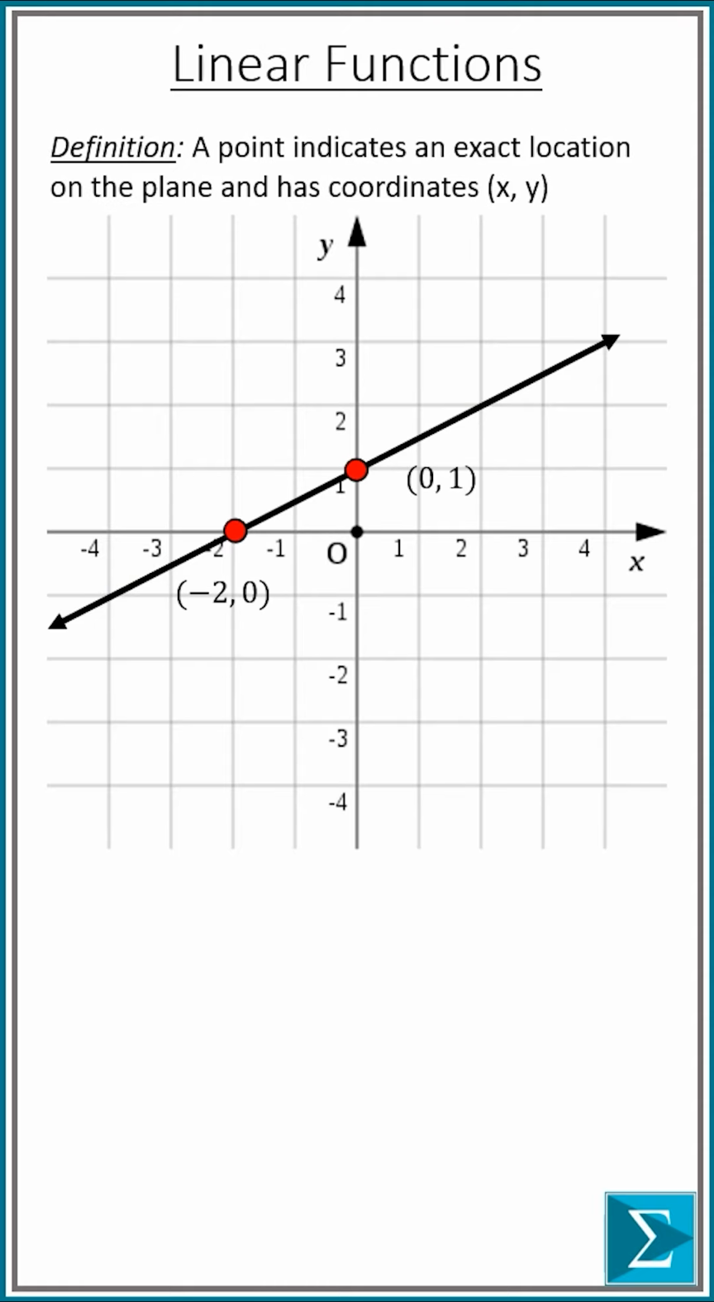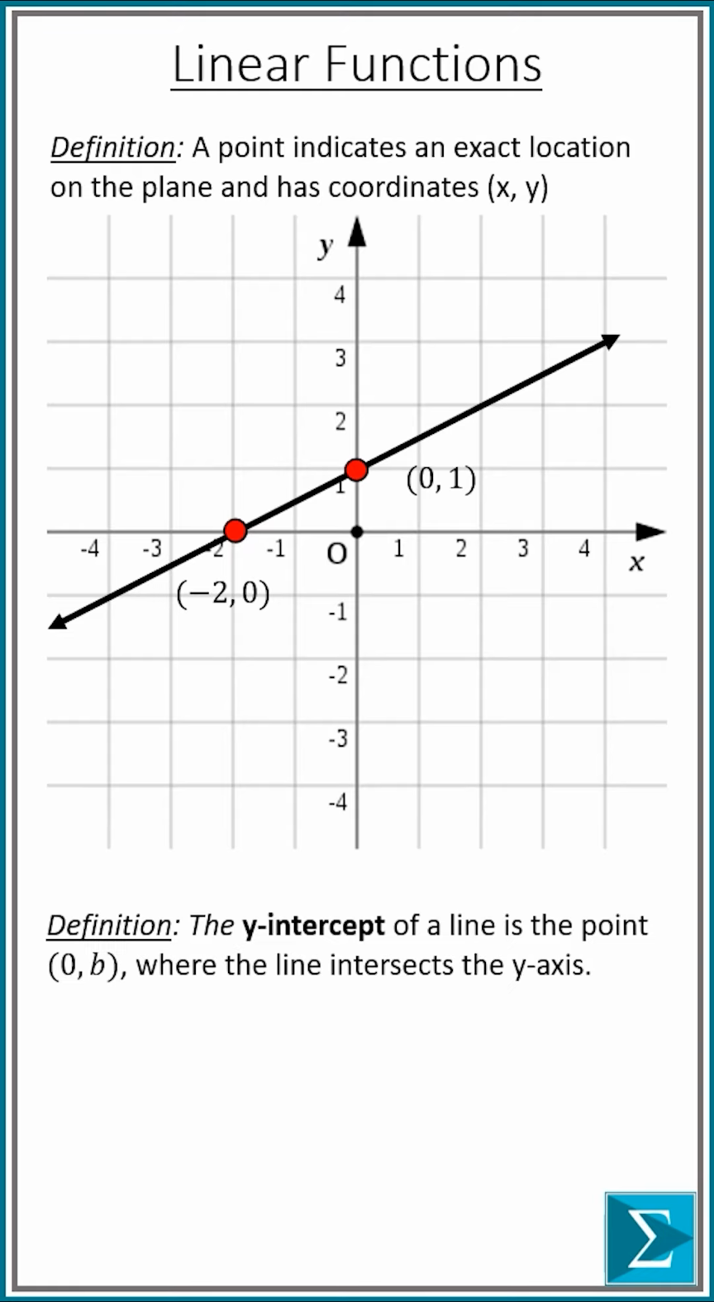The y-intercept is a point where the line crosses the y-axis. It has coordinates 0, b. To find b, substitute 0 for x in the equation of the line and solve for y. When we are modeling real-life situations, the y-intercept usually represents what we call the initial value of the function, since it happens when x is equal to 0.